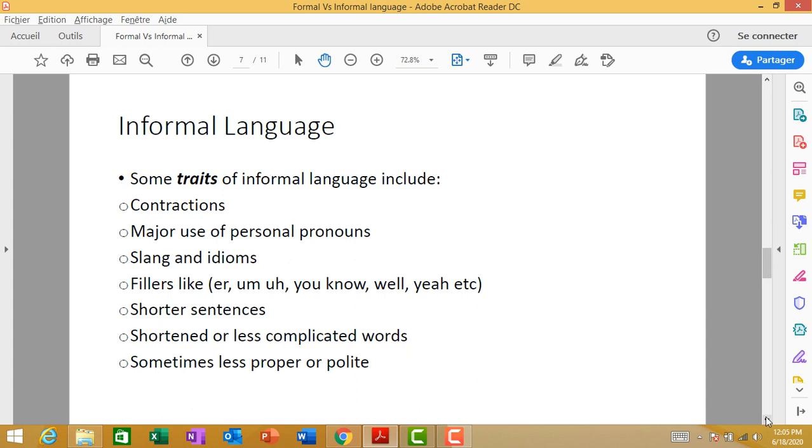You know what a filler is? A filler is something that you use to replace the word that you're looking for but it's not coming to your mind. So you might use words like "yeah," "you know," "well." All this is what we call fillers. You totally can use that in informal speaking, but you can't do that when you want to sound formal. And informal language can use shorter sentences. Sometimes they can even go to the extent of not being polite at all.